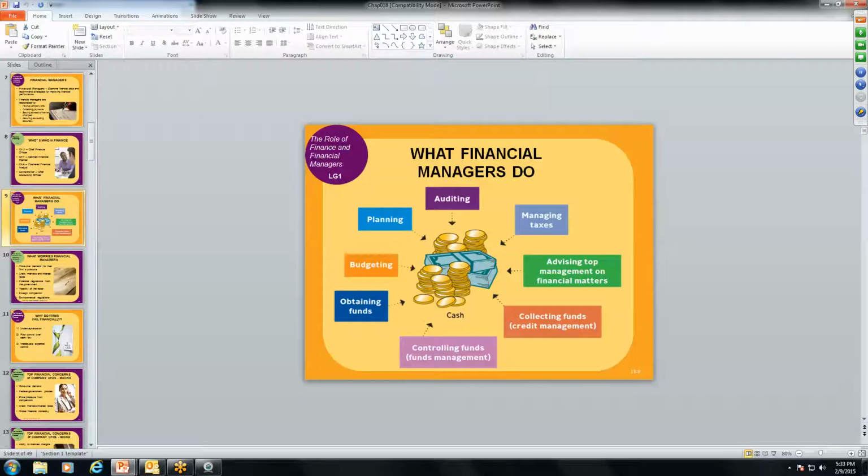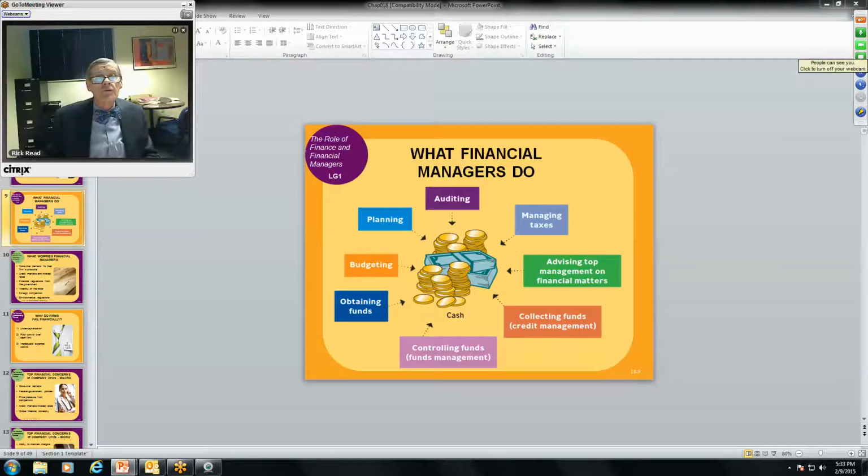Now, here's what the financial managers do, and you can see this graphically displayed in your text, figure 18.1 on page 495. And we've talked about some of this, but some of these things we have not talked about a lot. And one is planning. One's giving advice to top management. Obviously, the other things we have talked about: controlling funds, getting funds, managing taxes, auditing, etc.